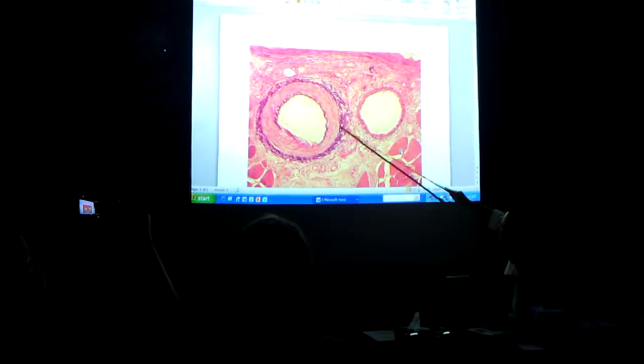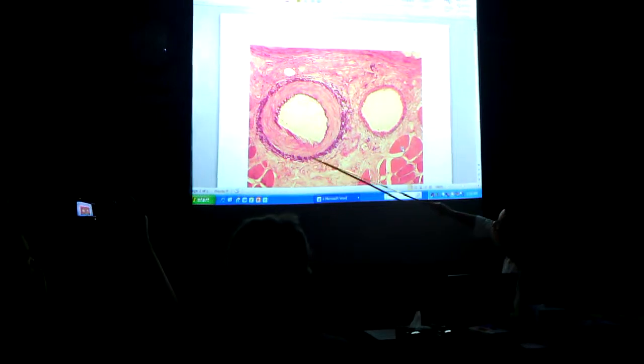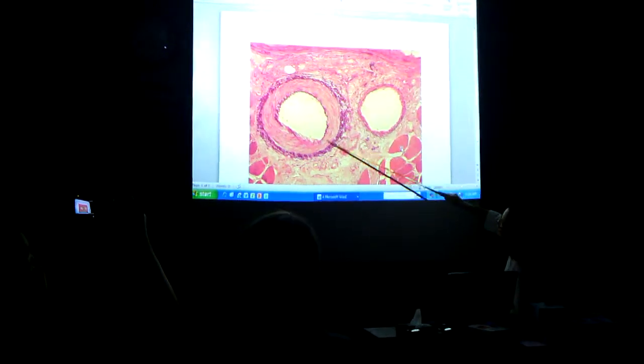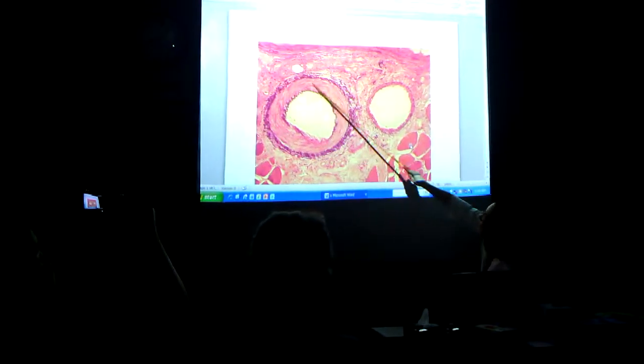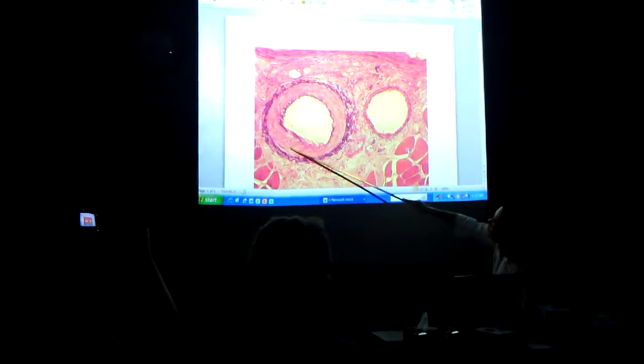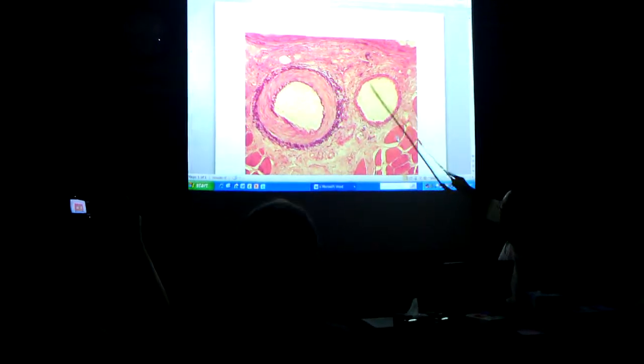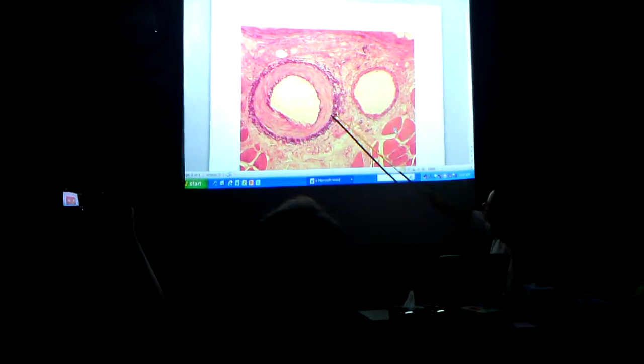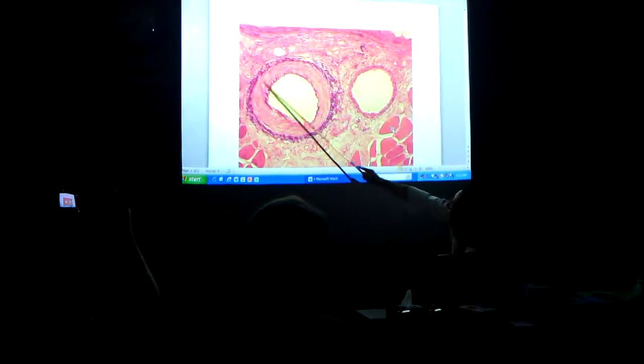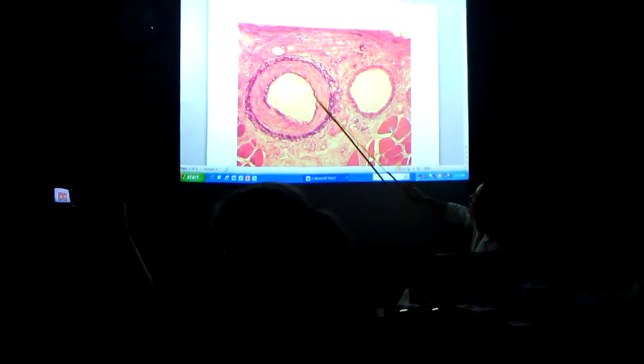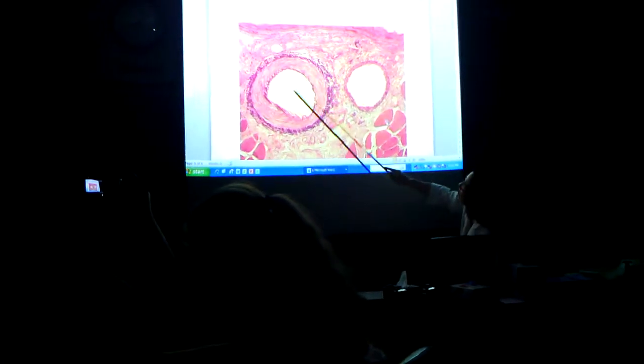Right here, this is the tunica externa, which is the layer on the outside of CT. Then this thick layer right here is tunica media. It's a heavy, smooth muscle layer. You see that we don't have that in the veins. This is why there's high pressure in the arteries. Tunica media. Then this thin layer right here is the tunica interna. And then right here is the lumen.